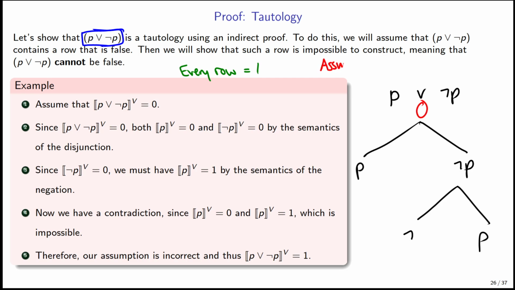So we're going to assume that there is a false row. In other words, we're going to try to force a row to be false and show that it's impossible to force it to be false. Okay, if P or not P is false, what does that mean?